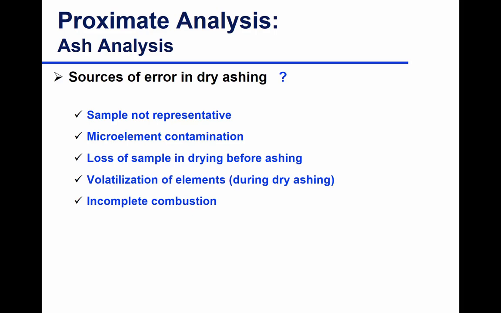Okay. Microelement contamination can come from your grinder, from your storage container, or from the crucible itself if you're using steel. Then there is loss of sample in a pre-preparatory step, whether it's drying or defatting. If you lose sample somehow in transfer, that would cause issues with quantification. We talked about volatilization and incomplete combustion: volatilization leads to underestimation, while incomplete combustion, when your ash is black, leads to overestimation.